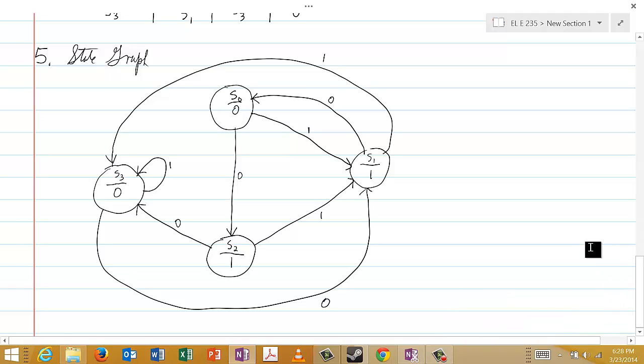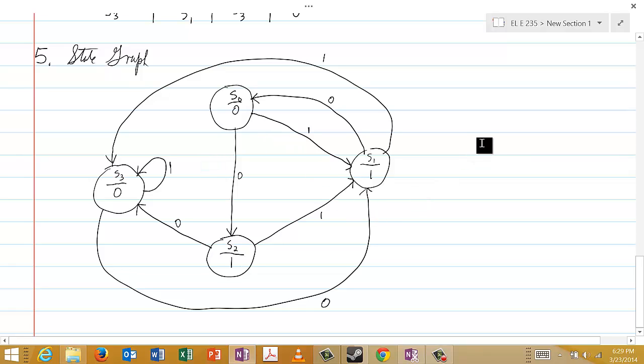Now, the final thing I'd like to do is to check that each state has two arrows coming out of it. So 2 are coming out of S0, 2 are coming out of S1, here's 2 coming out of S2, and 2 coming out of S3. So that looks good.